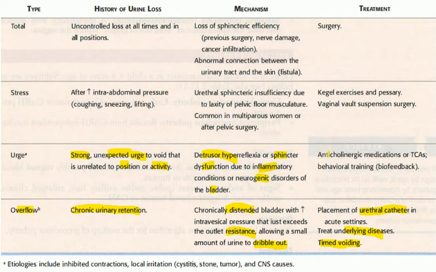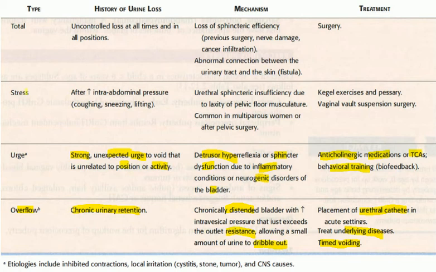So in this case we need to treat it with medications. You need to remember that the sympathetic system leads to urinary retention, and the parasympathetic system, which is cholinergic, leads to urination or pee. So we have to stop the urination by giving anticholinergic medications. TCA will be tricyclic antidepressants. Behavioral training will be there.